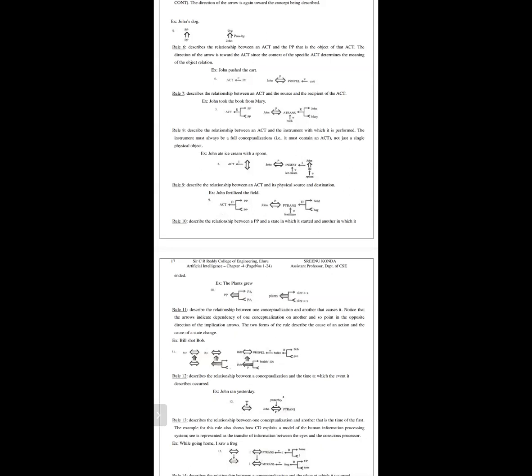So in between John and propel, P means John is pushing something. That's why John P. P means past tense. Propel is nothing but pushing. Next reverse arrow, O means object. So what is the object here? Cart. So John propel cart.